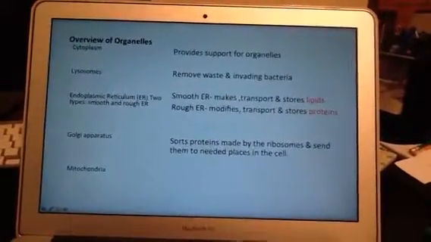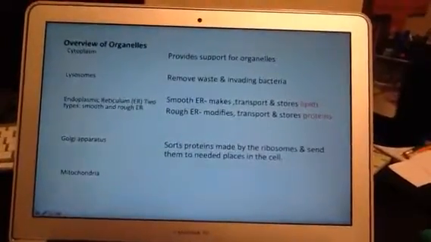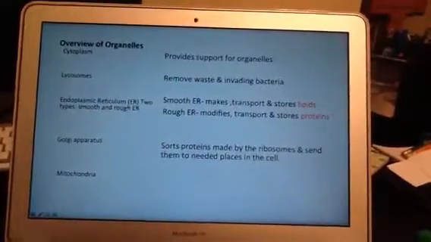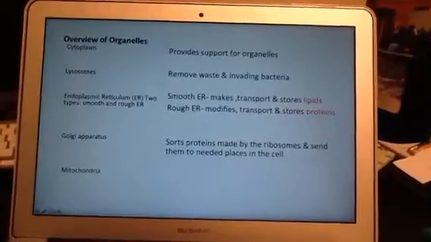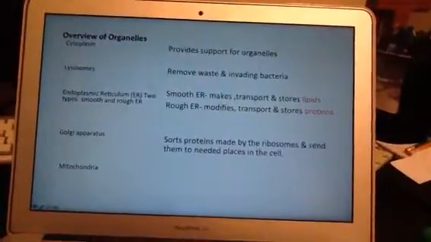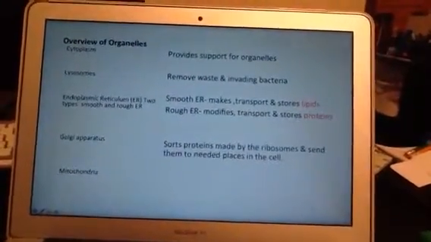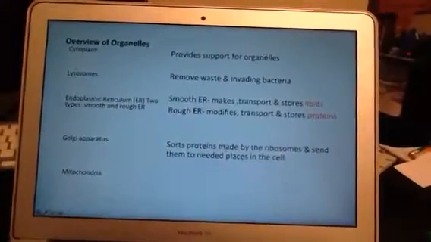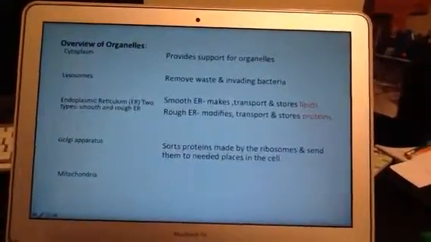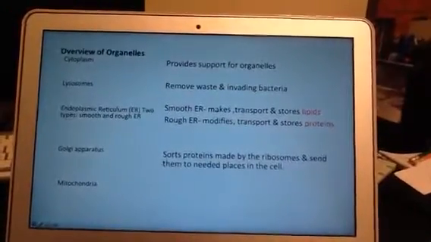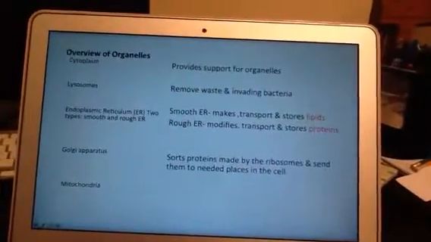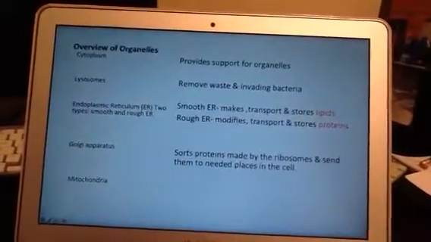The Golgi apparatus sorts proteins made by the ribosomes and sends them to the needed places in the cell. So you can think of the Golgi apparatus as the warehouse of the cell or the UPS of the cell, because it receives proteins on one side and delivers proteins on the other side.